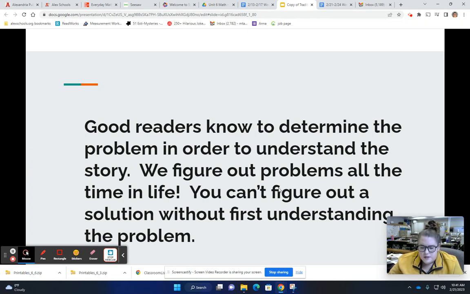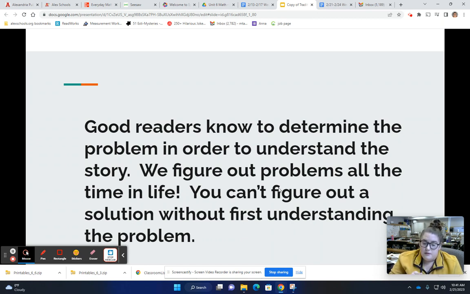We've been really focusing on, in realistic fiction, the story mountain and understanding problems. But now in traditional lit, we can also understand the story more fully by understanding the problem within the story. And these stories are very short, so you get hit with the problem right away.